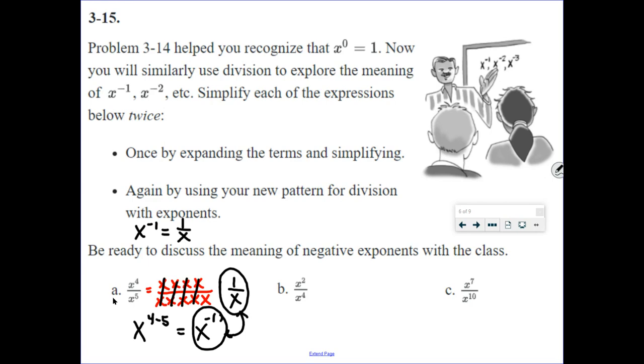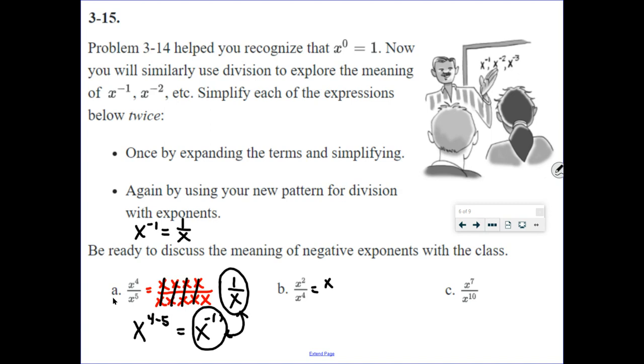Cool? All right. Can you please try number 2, doing both ways? So, letter B. Do letter B right now. Write the original problem. Expand it first and simplify. And then the second way, follow the rules of what we just did. When you're done, unpause it.